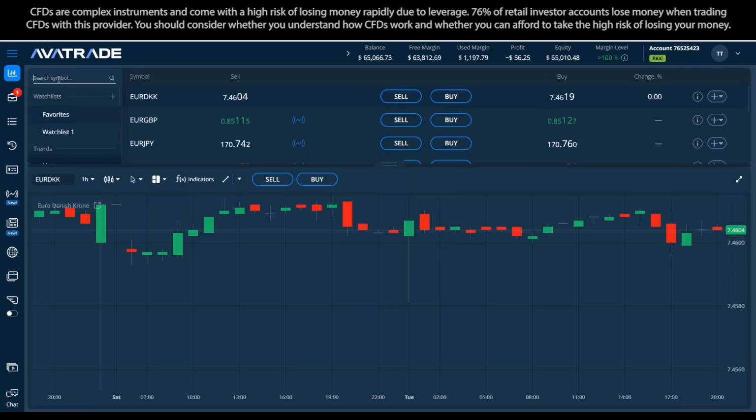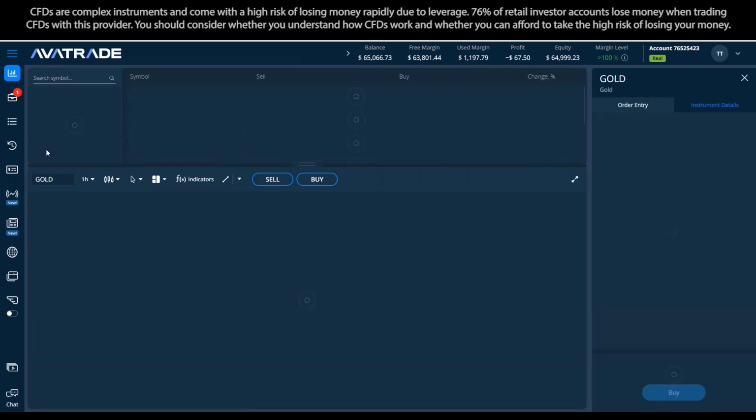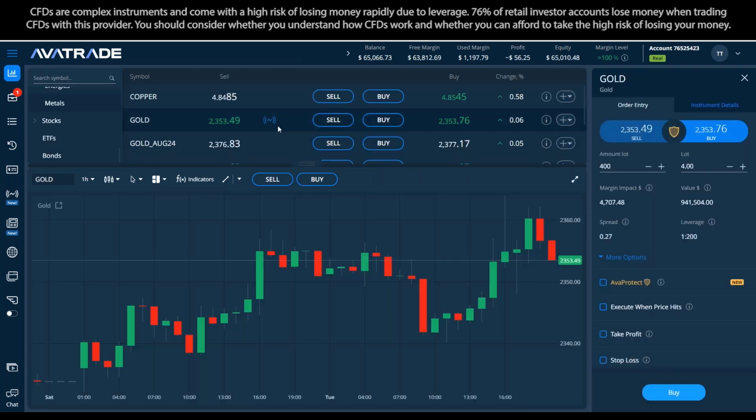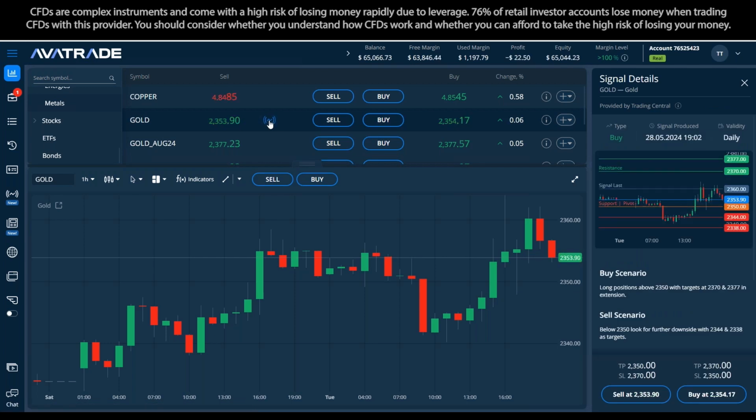All right, so maybe we look at another signal. We could look at something like gold and see what the technical signal is. And not everything has a signal. Like if we wanted copper, there's no signal on that right now. The gold futures contract doesn't have a signal, but the spot gold price does. And so if we click on there, we'll see that it's a buy signal.